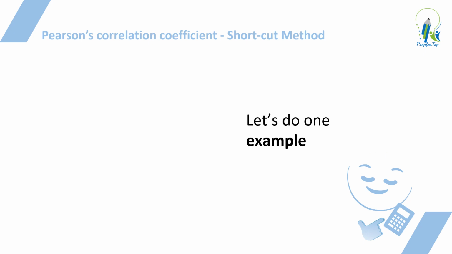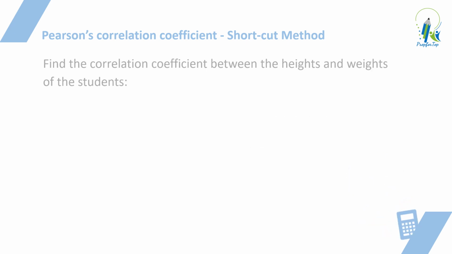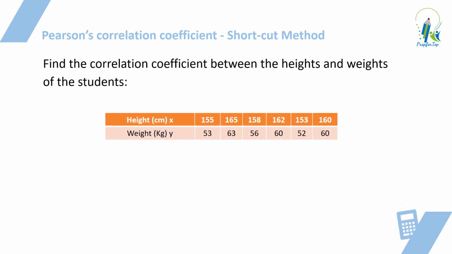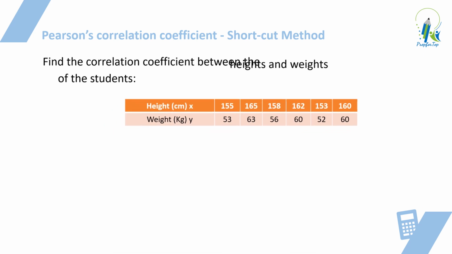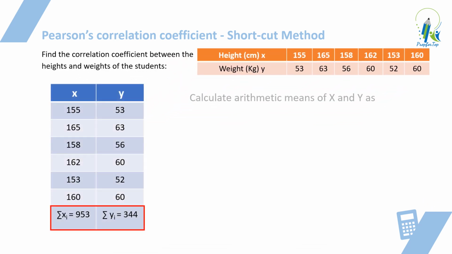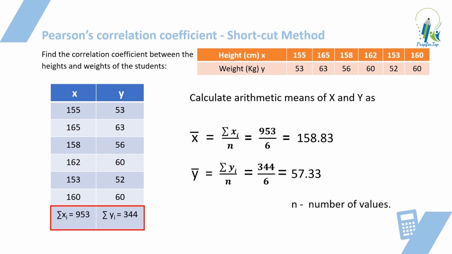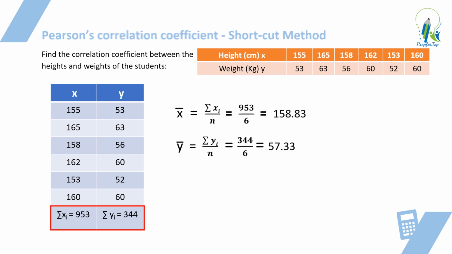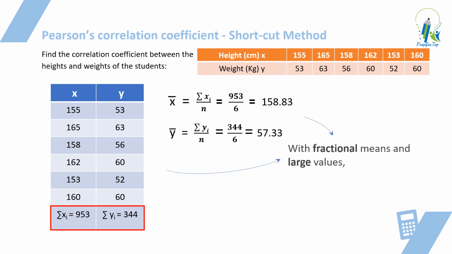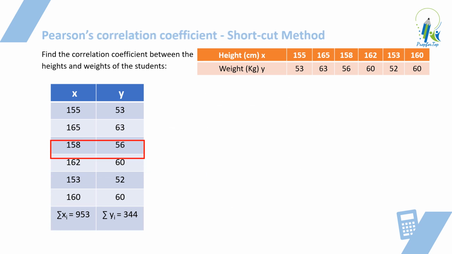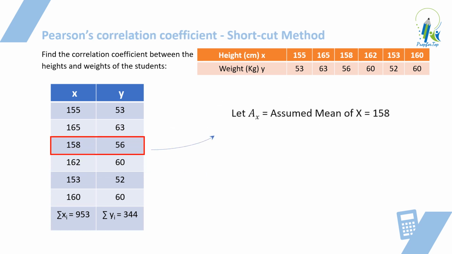Let's do one example. Find the correlation coefficient between the heights and weights of the students. Calculate arithmetic means of x and y. With fractional means and large values, the shortcut method is preferred for computing r. Let Ax, the assumed mean of x, equal 158 and Ay, the assumed mean of y, equal 56.